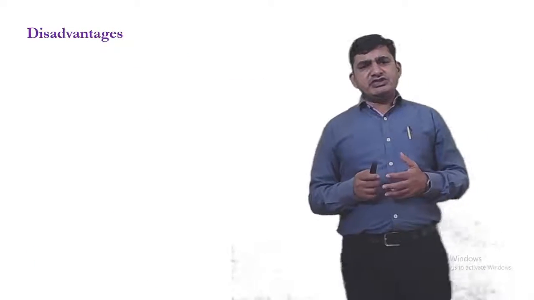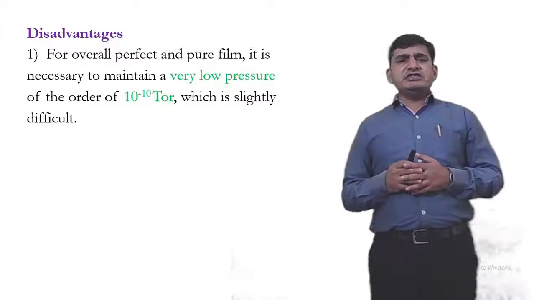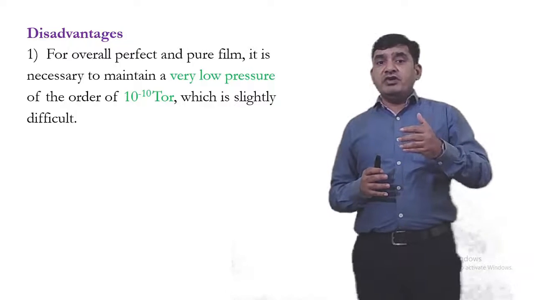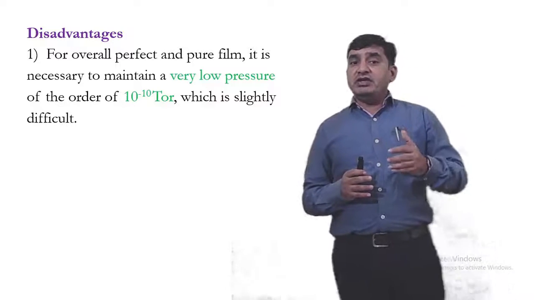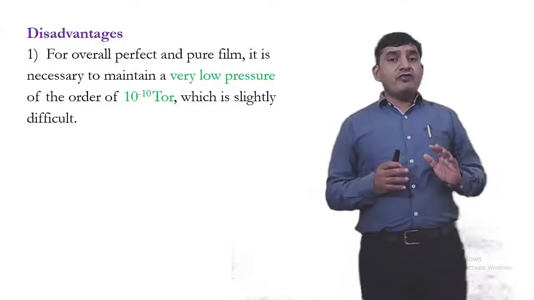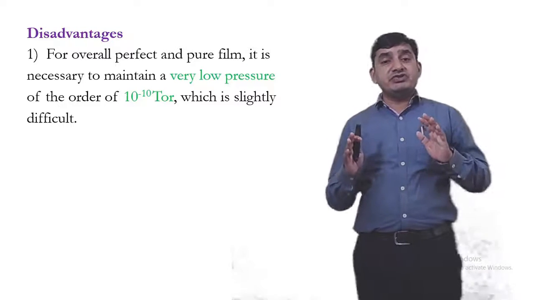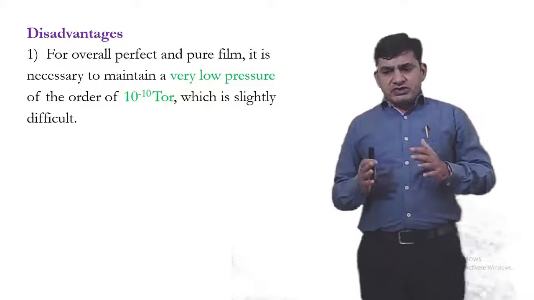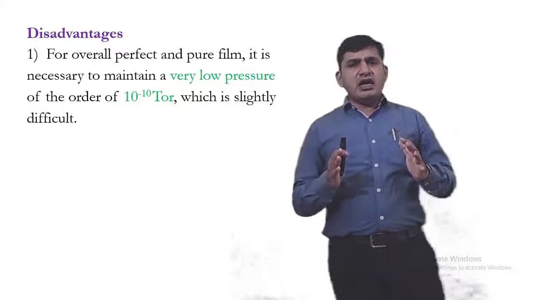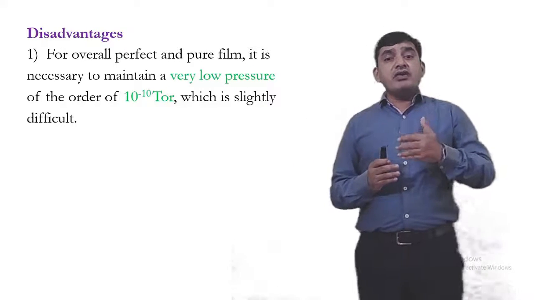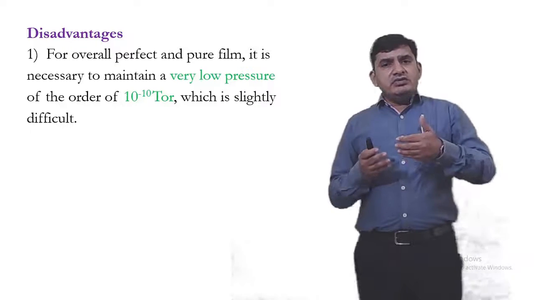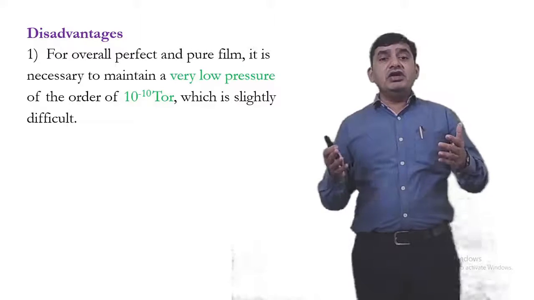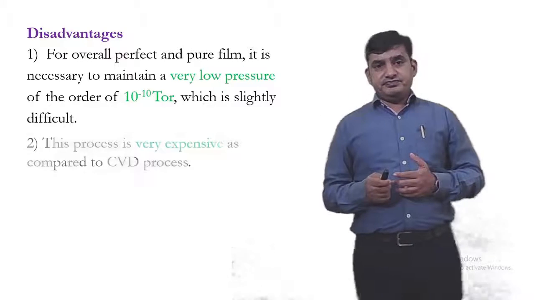There are some disadvantages of this method. First disadvantage: for an overall perfect and pure film, it is necessary to maintain a very low pressure of the order of 10 raised to minus 10 torr, which is slightly difficult because we use ultra high vacuum, and it is very difficult to maintain this very low pressure.